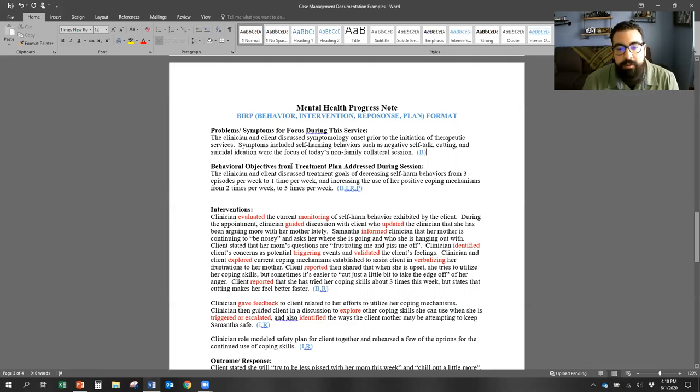Here, you'll see the behavioral objectives from the treatment plan addressed during the session. What did we address? We addressed treatment goals of decreasing self-harm behaviors, look at this, for frequency, duration, and intensity from 3 episodes per week to 1 time per week, and increasing the use of positive coping mechanisms from 2 times per week to 5 times per week. In this one sentence, we have addressed the behaviors, the interventions, what we're going to do about it, and the response, how the client is going to respond.